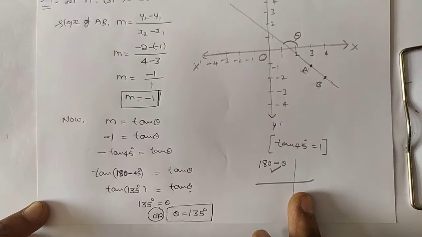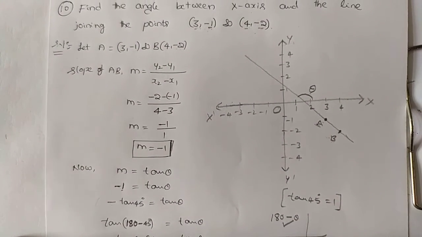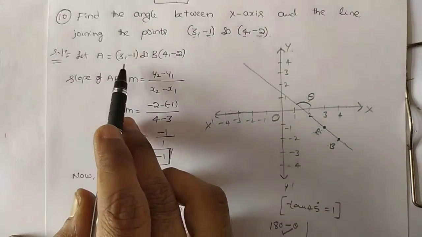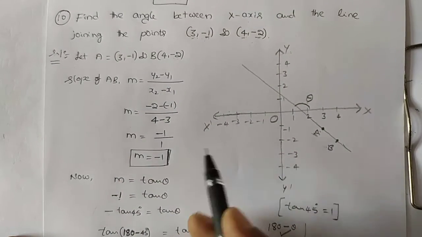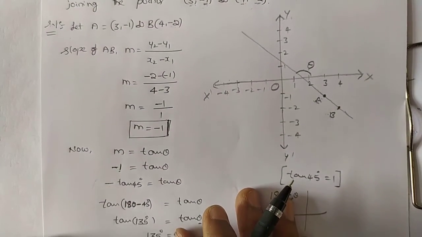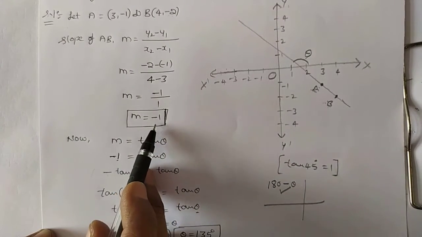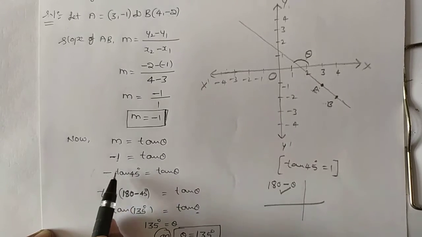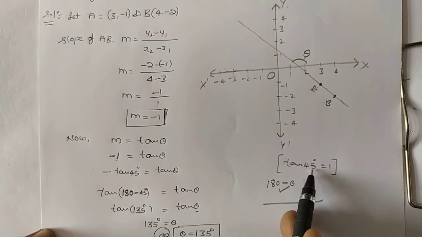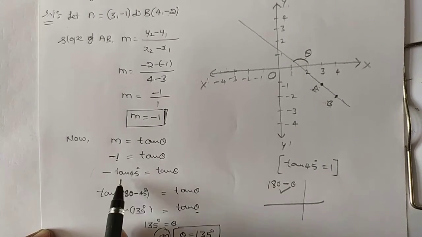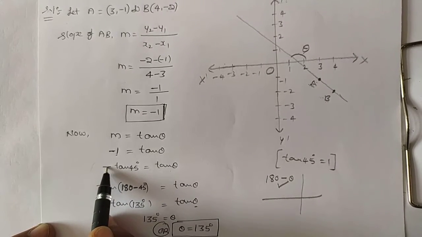Do you understand? Once again, the first thing is that we find the slope m. We found the slope. Next, one more formula for the slope: m equals tan theta. M we found minus 1 equals tan theta. Now minus 1 can also be written as minus tan 45 degrees. These things we learn in our trigonometry.